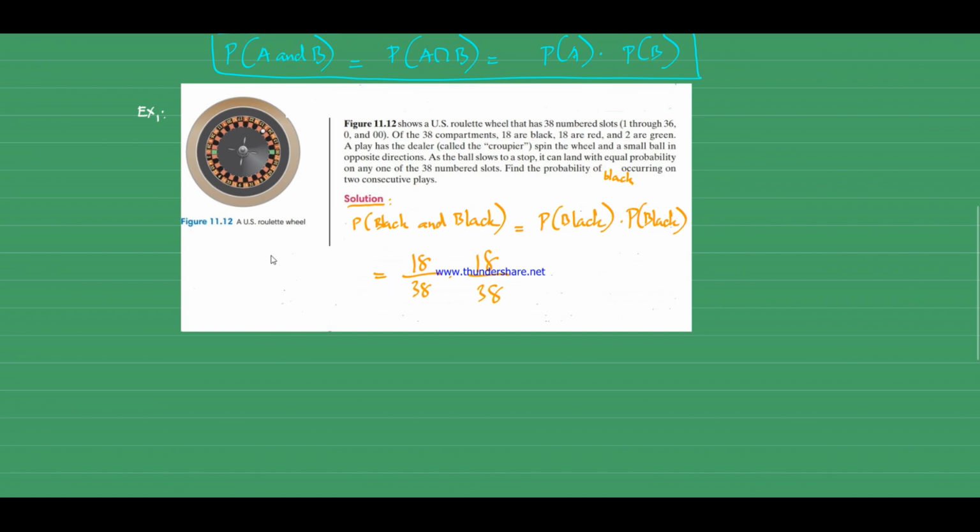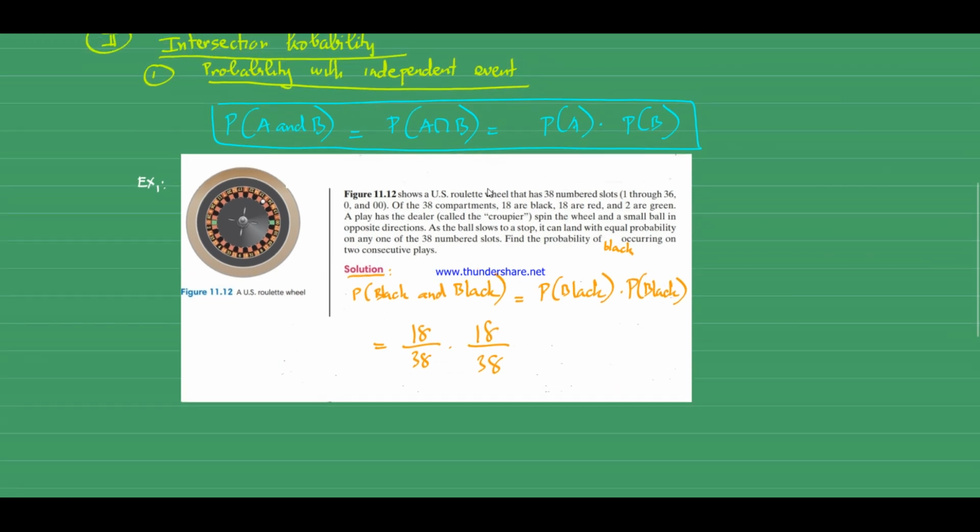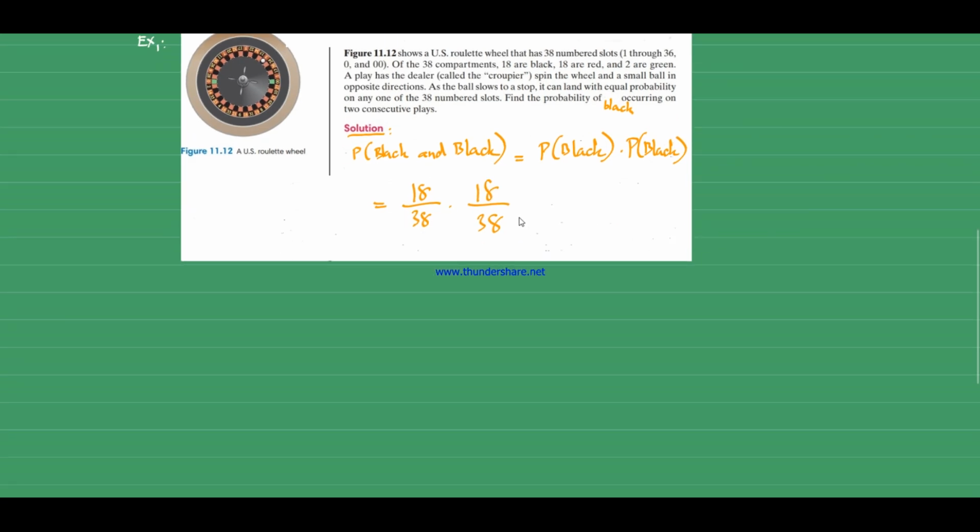It's not going to affect anything. You still have 18 black in the roulette. You did not lose any black compartment after the first performance, right? So that's why we call that independent. So from here, you're going to end up with 9 over 19 times 9 over 19. Then you're going to have 81 over 361.